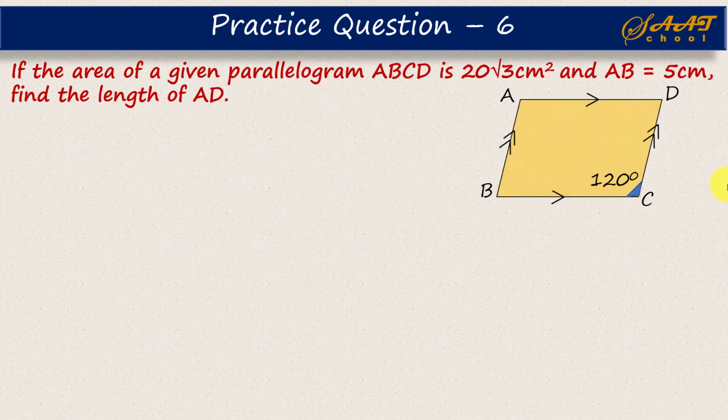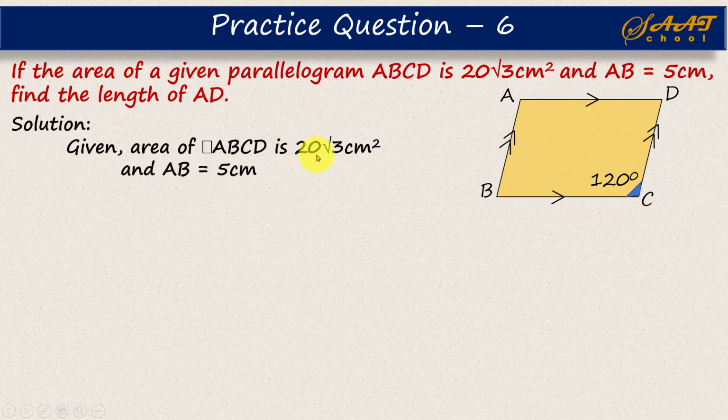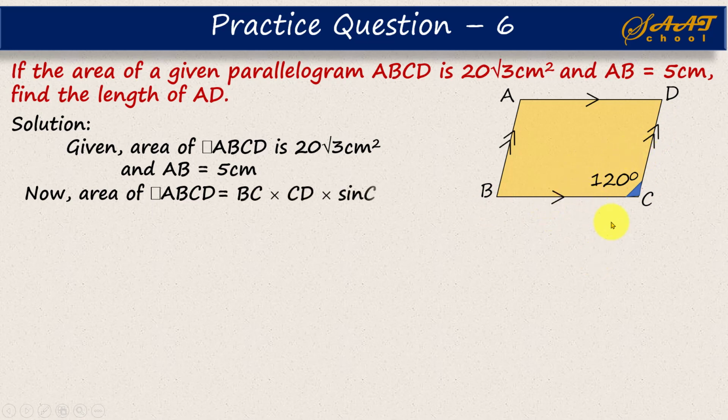Now here is practice question 6. Here the area of the parallelogram is given and we have AB, which is 5 centimeter. Now we have to find the length of AD, which is this one. Since this angle is given, we use the product of two adjacent sides, which are BC and CD, and the angle between them to get the area of the parallelogram.